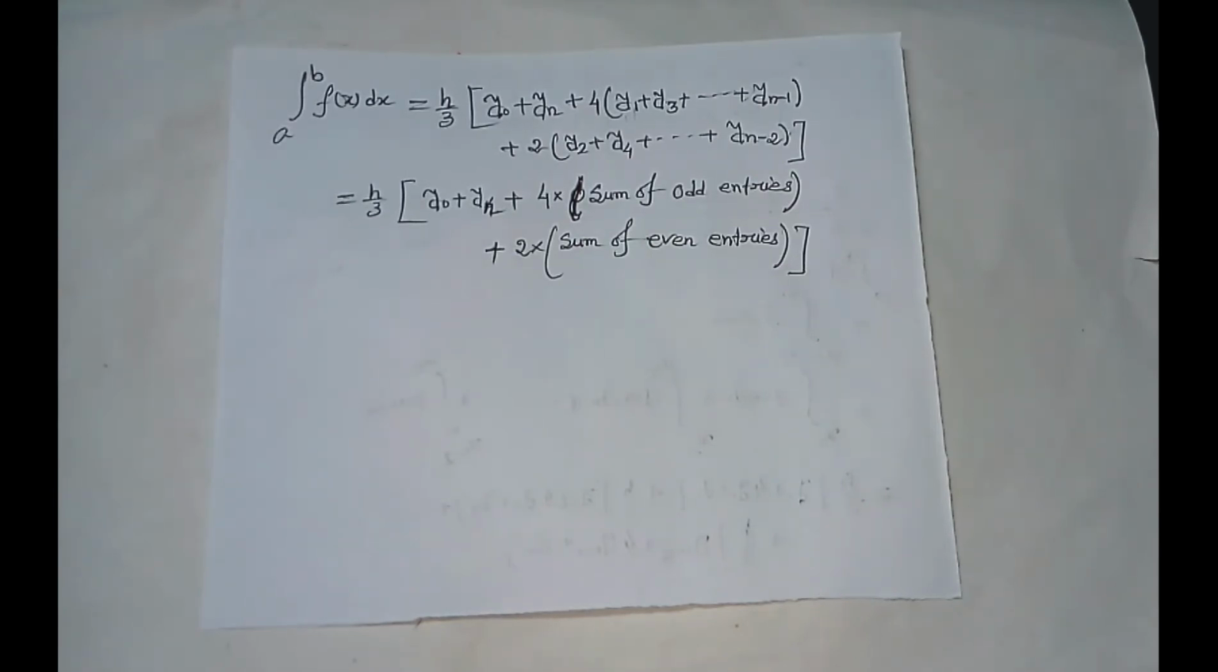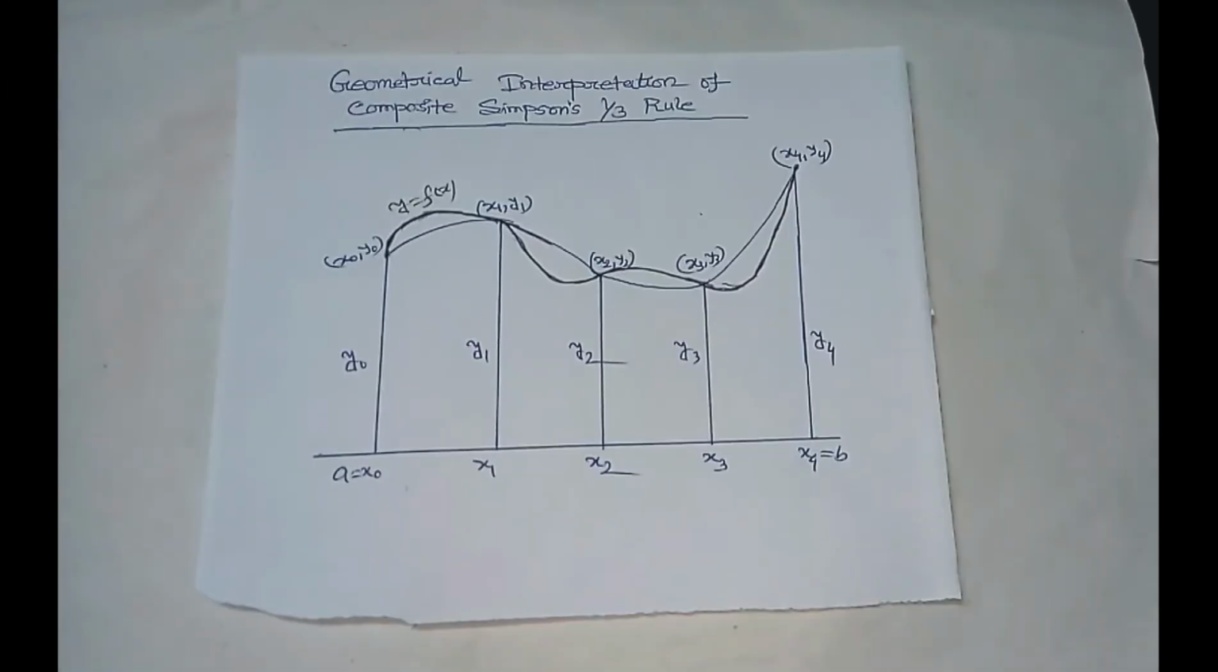Next we give the geometrical interpretation of this composite Simpson's one-third rule. Suppose that this is the x-axis and this is the y-axis, and this is the point A and this is the point B. Now for simplicity, we break this interval into 4 equal subintervals, each of width h, by these 5 points x0, x1, x2, x3 and x4, where x0 is equal to A and x4 is equal to B. Now we compute the functional values at these points, which are y0, y1, y2, y3 and y4.